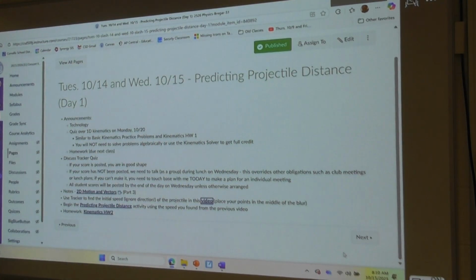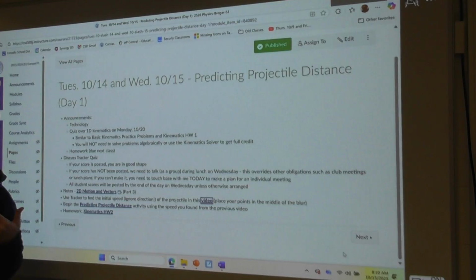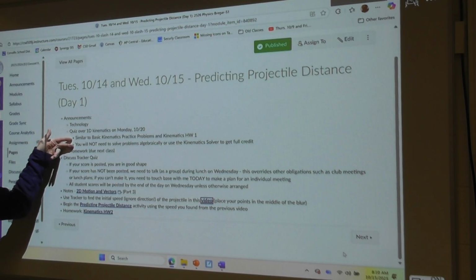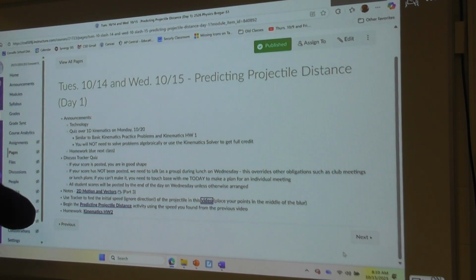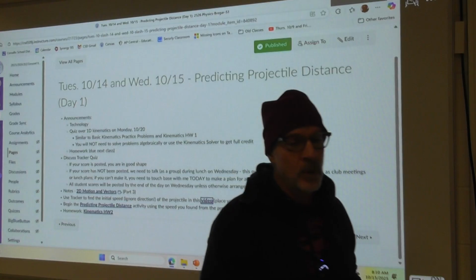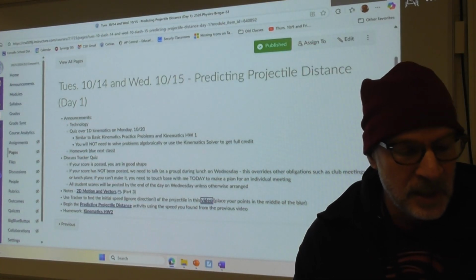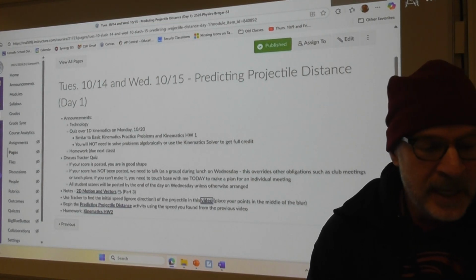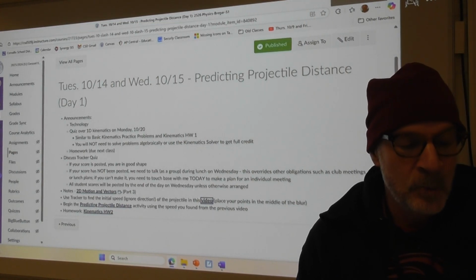There's going to be a quiz on Monday over one-dimensional kinematics. We'll come back to this in a sec because it's relevant, but just understand it's not going to include the stuff that we've been doing with Vector Solver. It's not going to include stuff that we talk about today, which has to do with two-dimensional motion and things like that. It will be limited to the kinds of problems that were on the basic kinematics practice problems and the kinematics homework 1.